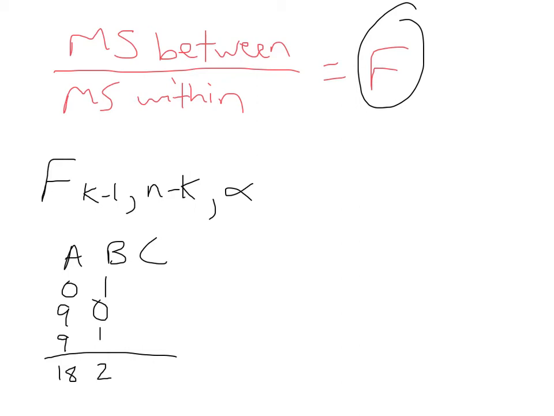And then for C, I have 7, 8, and 6. So 7 minus 7 will be 0. 8 minus 7 is 1. And 6 minus 7 is negative 1. Once you square it, it becomes 1. So I have 2. Okay.